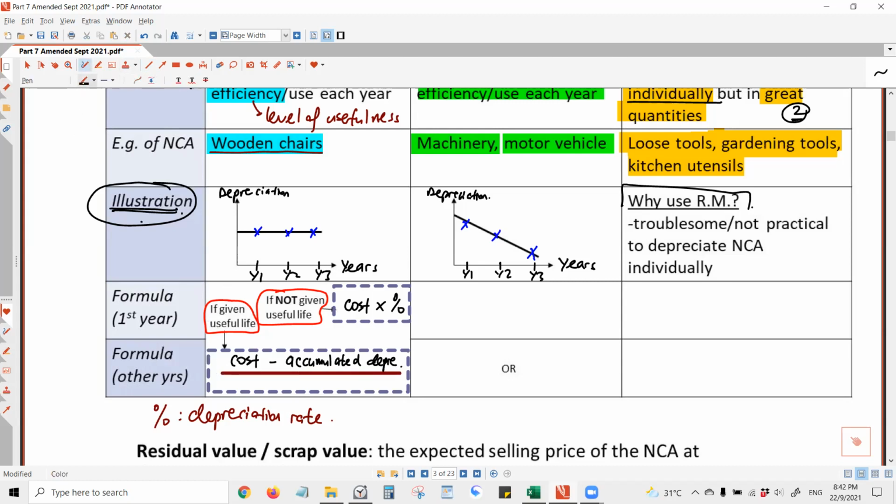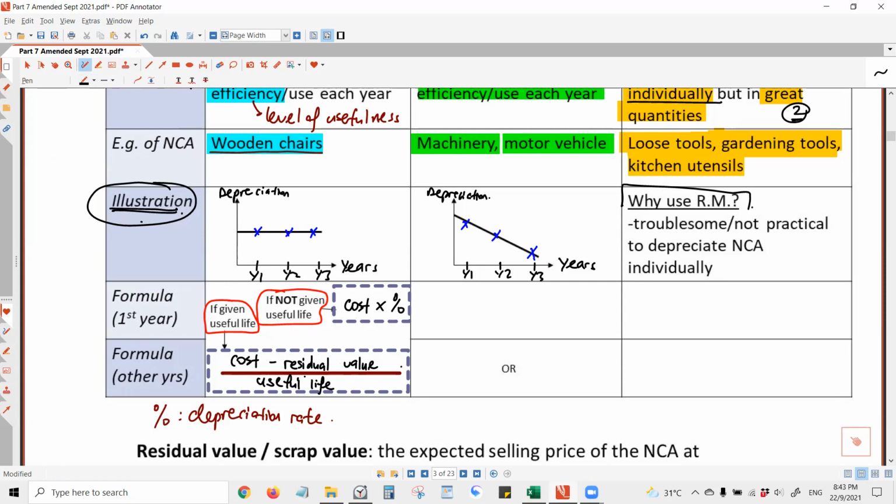Okay, accumulated depreciation divided by useful life. Wait. Okay, sorry, I made a mistake here. You erase it. Sorry, not accumulated depreciation. Residual value. You write it. Residual value divided by useful life.